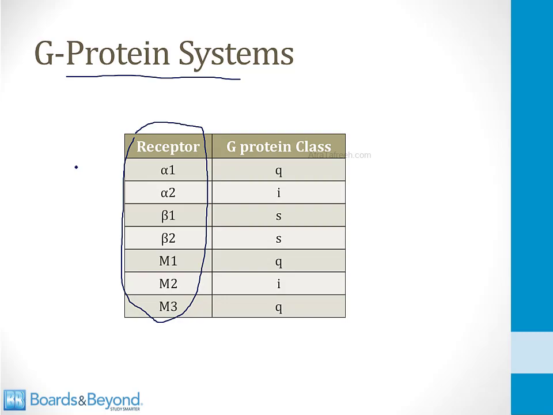So for example, you may know that stimulation of alpha-1 receptors usually leads to vasoconstriction. Well, the way alpha-1 receptors achieve this effect is by activating GQ proteins on vascular smooth muscle. And as we just talked about, activation of GQ proteins leads to constriction of vascular smooth muscle. That will increase peripheral resistance and raise the blood pressure, and that's why alpha-1 receptors are vasoconstrictors. You can also see on this slide the G protein class linked with other types of autonomic nervous system receptors. And that concludes our video on smooth muscle.